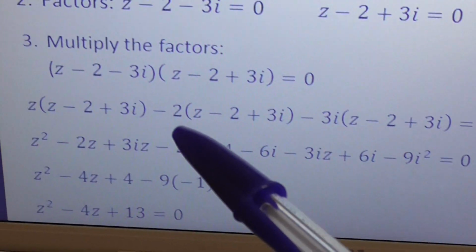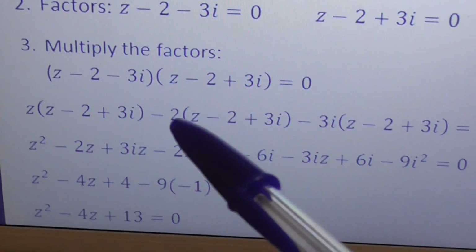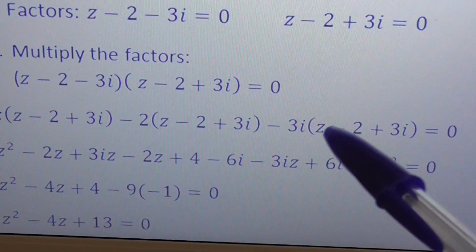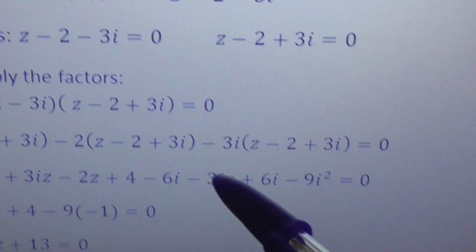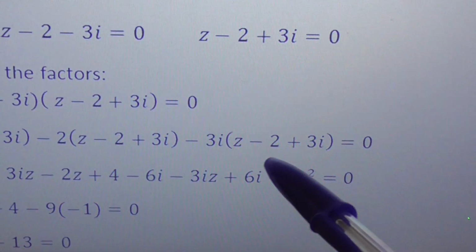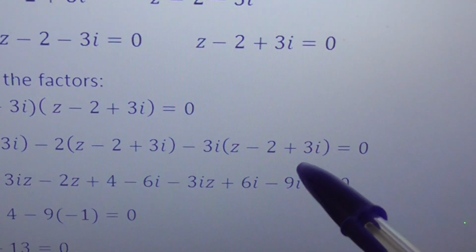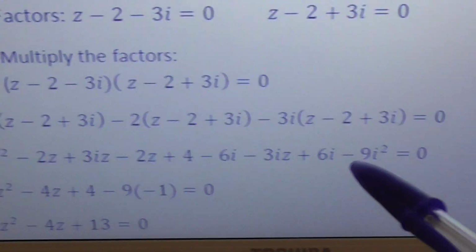Minus 2 times z is minus 2z, minus 2 times minus 2 is plus 4. Minus 2 times plus 3i is minus 6i. Minus 3i times z is minus 3iz, or minus 3zi, whichever way you want to write it. Minus 3i by minus 2 is plus 6i, and minus 3i by plus 3i is minus 9i squared. Now remember what i squared is. i squared is minus 1.